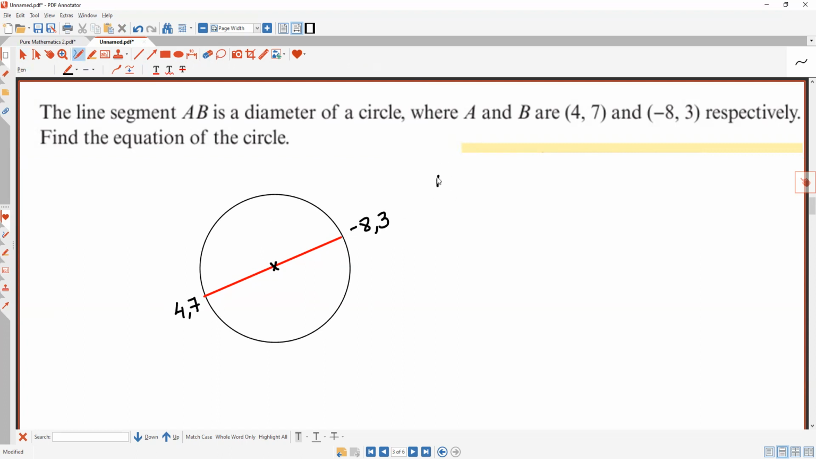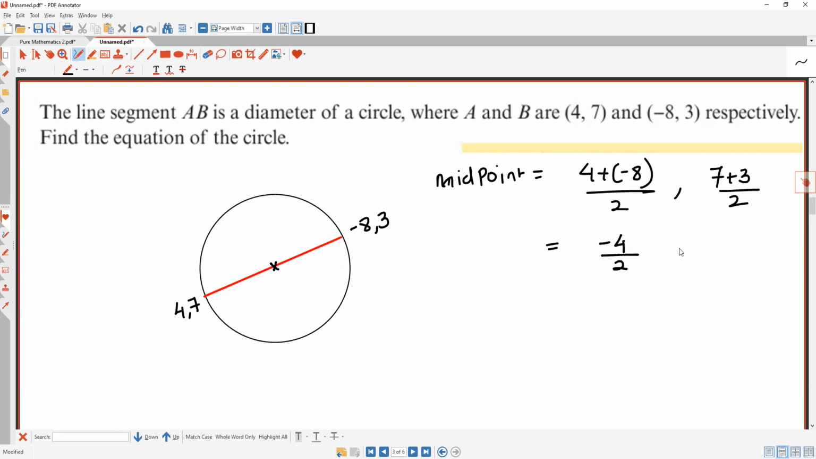So first thing first, I need to find the midpoint. You know midpoint is the center, right? So if you're finding the midpoint, it's 4 plus of -8 divided by 2, comma 7 plus 3 divided by 2. So 4 minus 8 is -4 divided by 2, and 10 divided by 2. It's -2 and it is 5. Okay, center. Is this clear? Center?